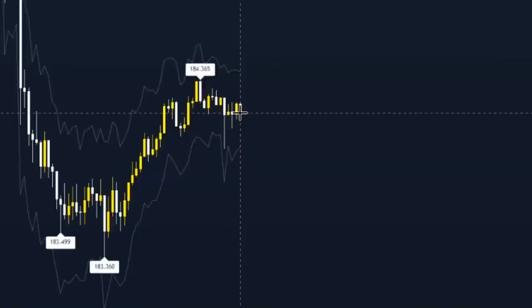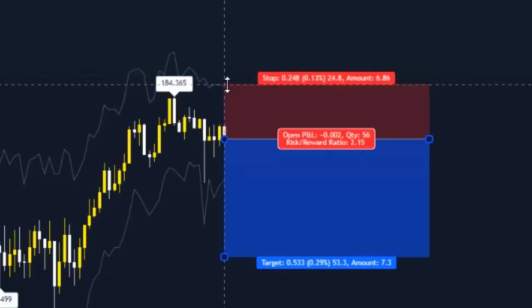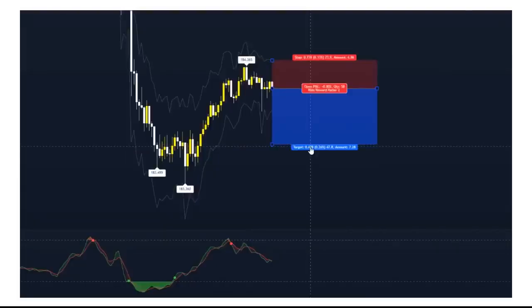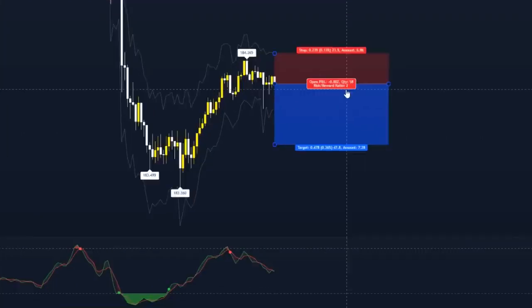Enter your short position at the close and then drag your stop loss to the ATR line, which is this grey line right here. And remember, the first trade has a risk to reward ratio of 2 and then the second one trails. Let's see how it goes.